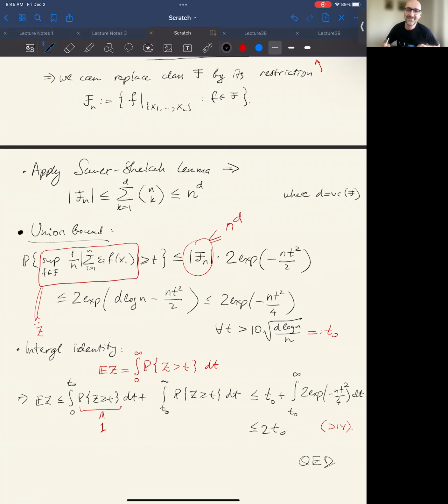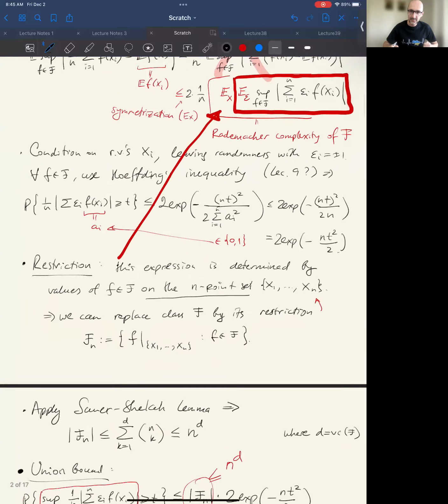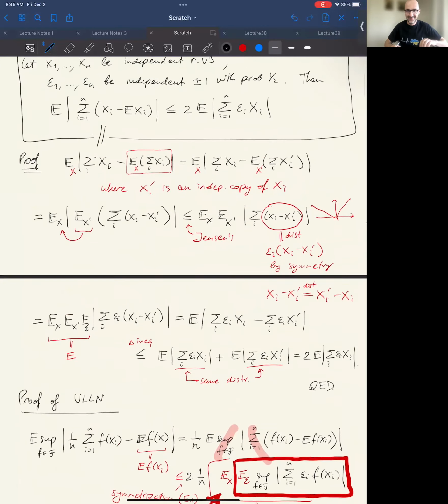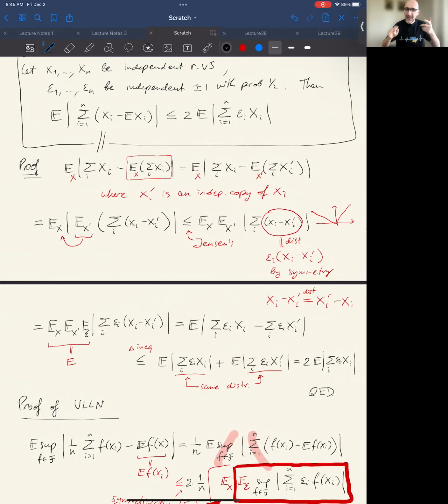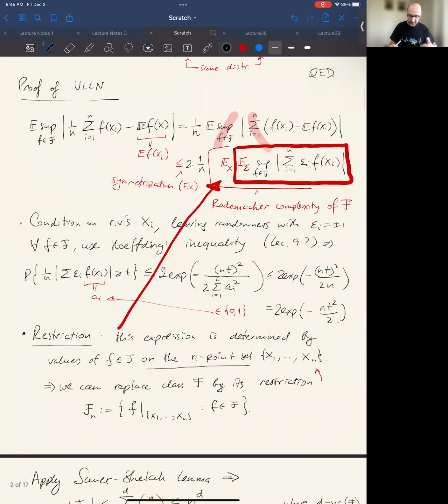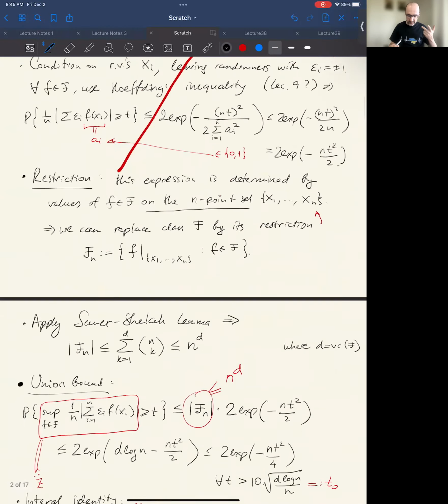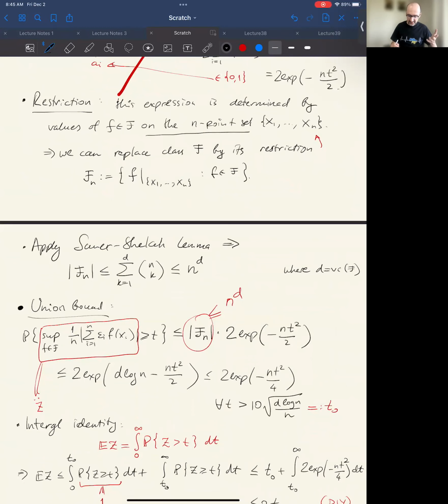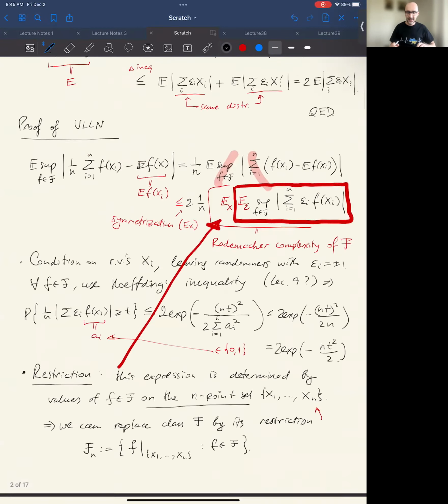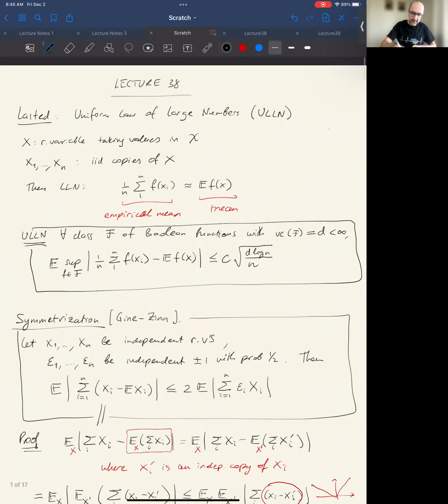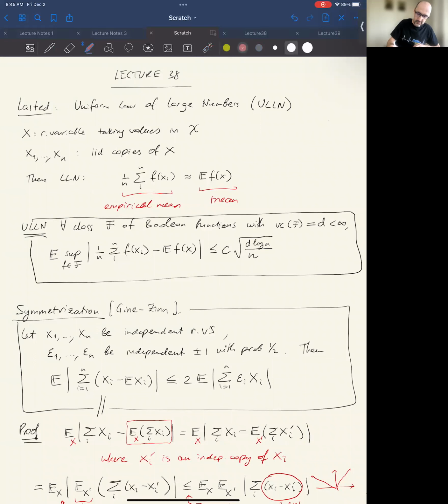Good. Any questions? We proved this, a nice proof, combining symmetrization and concentration. So everything that you learned in this class, or most of it, symmetrization and concentration inequalities like Hoeffding's, and VC dimension and the Sauer-Shelah lemma and integrals, everything works together very nicely. And we get this beautiful result, the uniform law of large numbers. Any questions before we go to examples?